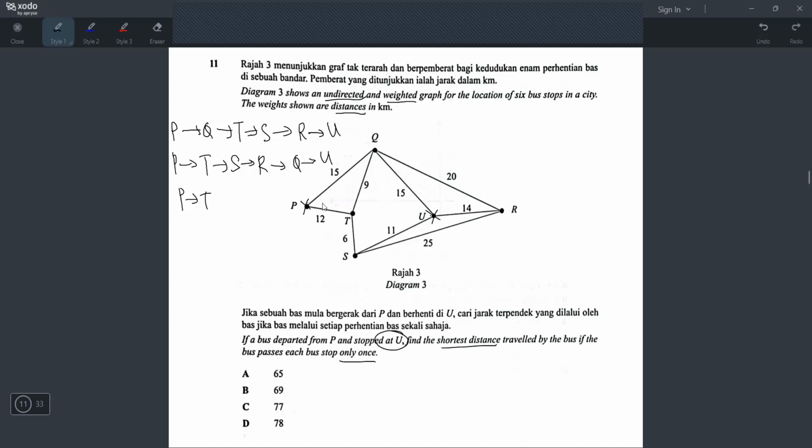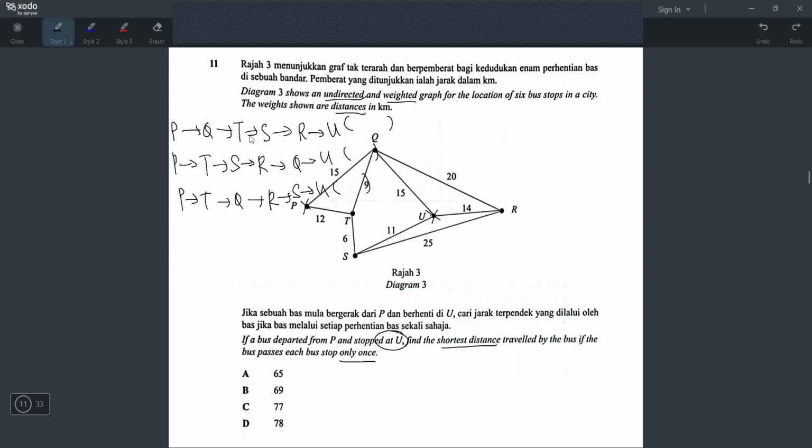But I saw another route which is P to T. Instead of going S, R, Q, U, you can go Q, R, S, U, right? Q, R, S, U can also. It means after you go P to T, you go Q. After you go Q, you go R. And then you go S and then you go U. So is there any other route I can take? P, T, S, R, Q, U. These three routes are the only three possibilities. There are no other routes.